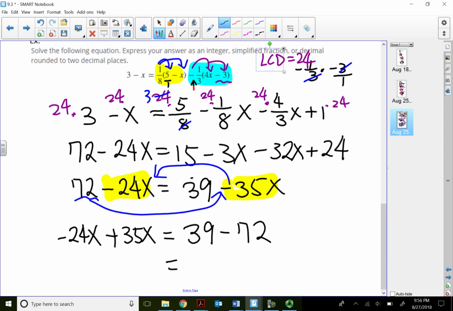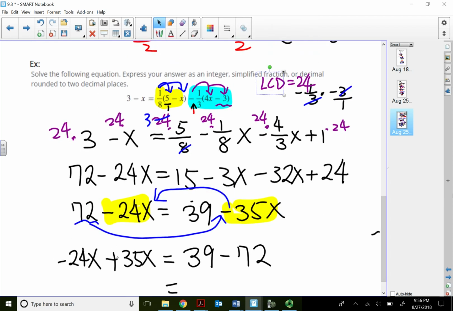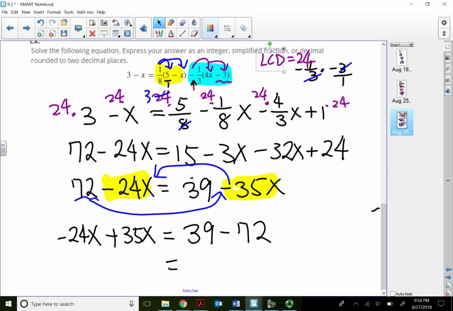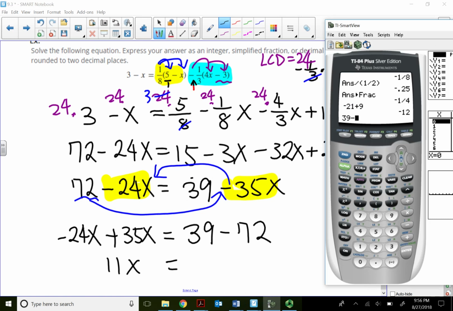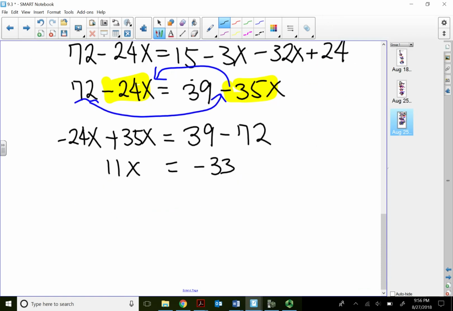So if I combine them, terms with different signs, we subtract. Positive 35x, negative 24x. So that should give me 11x. Check my math now, because sometimes when I record video, it's late at night, so my brain doesn't work as quick. All right, 39 minus 72. Let's see, negative 33. Cool bean. So, divide both sides by coefficient 11. My answer, x equals negative 3.